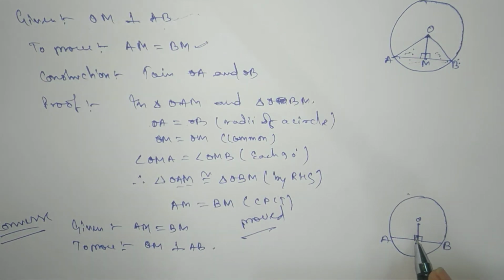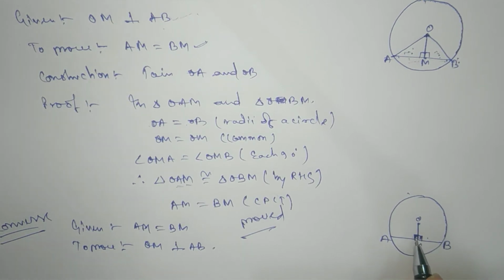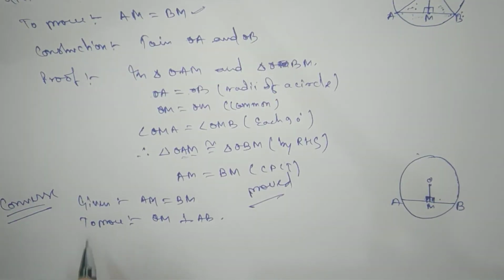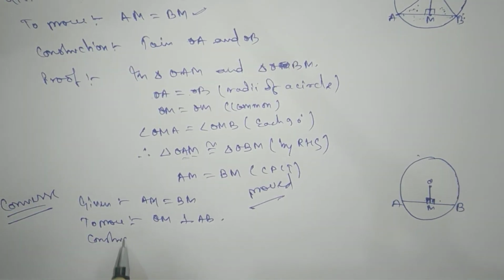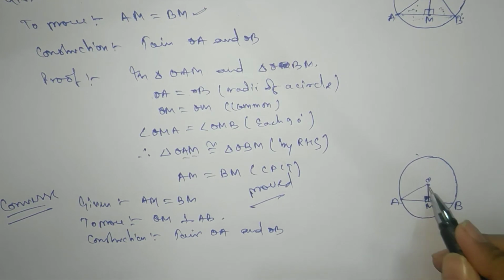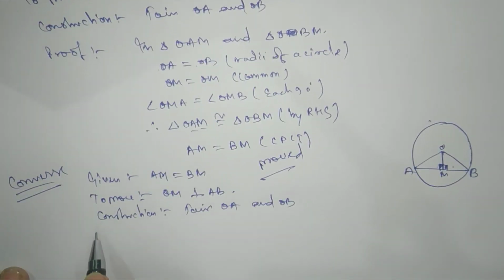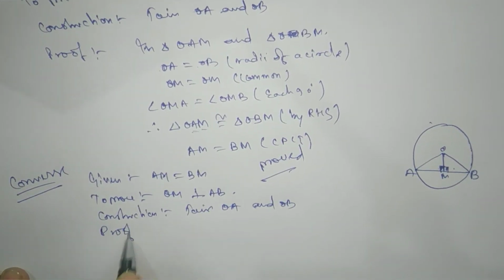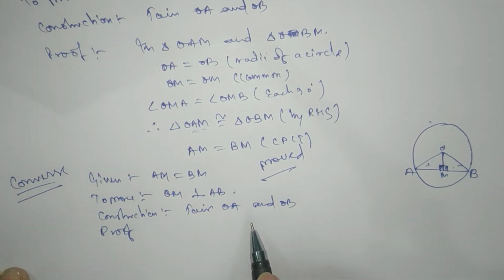So we cannot take the perpendicular here. Remember, we cannot take the box here because we need to prove this part. So we'll just keep it as OM. Now for the next construction, we'll join OA and OB. Join it. After that, we're going to prove these two triangles are congruent.